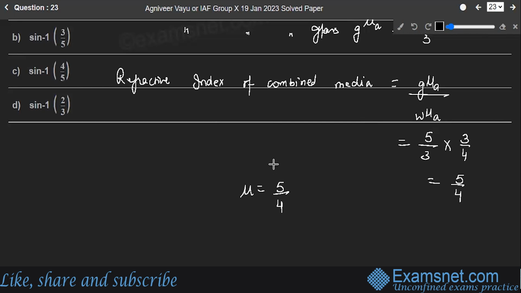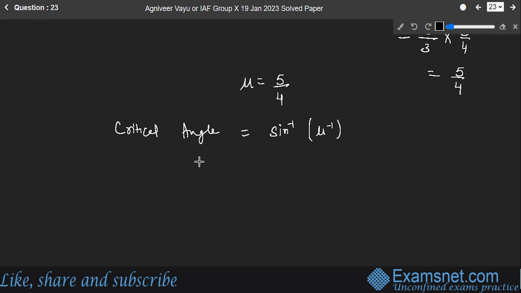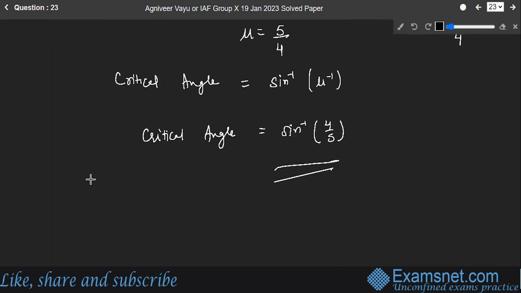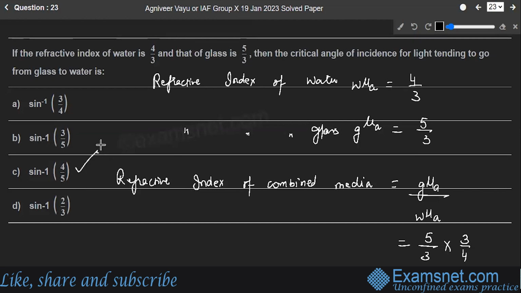Now, let's talk about the general equation for the critical angle, how the critical angle is given. It is given by sine inverse of 1 upon mu. So for this question, the critical angle is equal to sine inverse 4/5. So this is your answer. Option C is the correct answer. Hope you understood this. Let's move to the next question then.